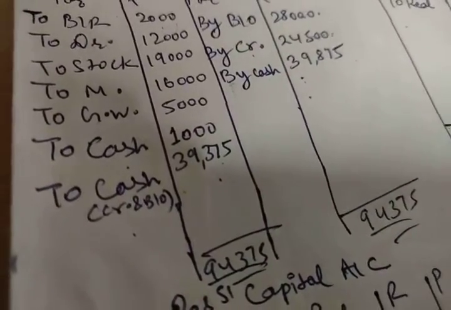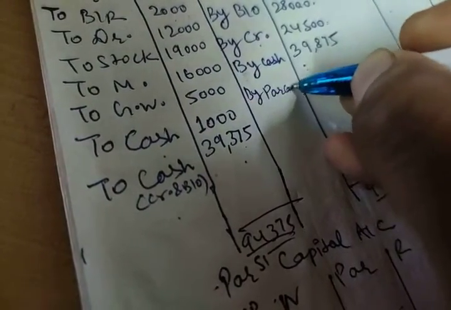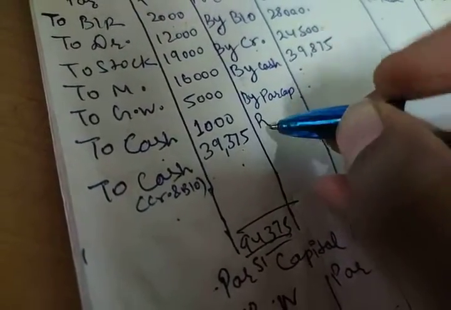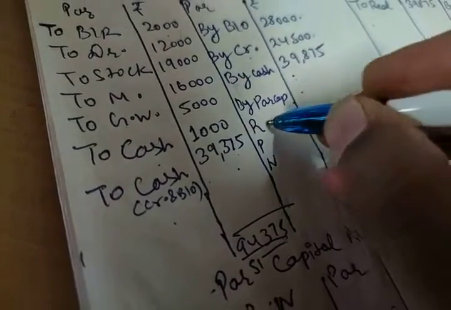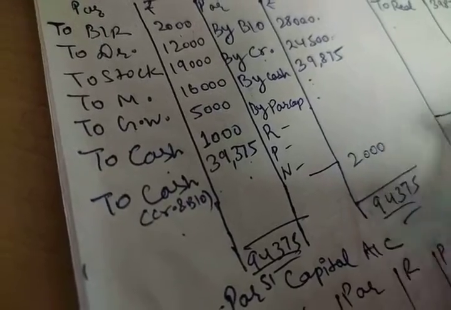So the total of your realization will get 94,375. That means a loss, and that loss we have to transfer to the partners' capital accounts. Who all are the partners? R is a partner, P is a partner, and N is a partner. And the total loss amount we are going to get is 2,000.